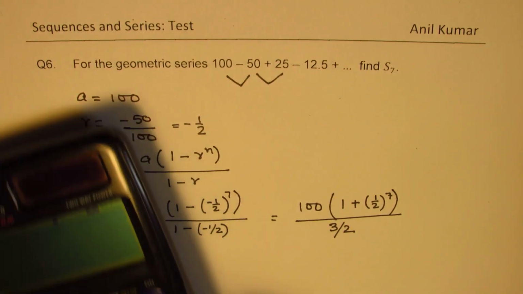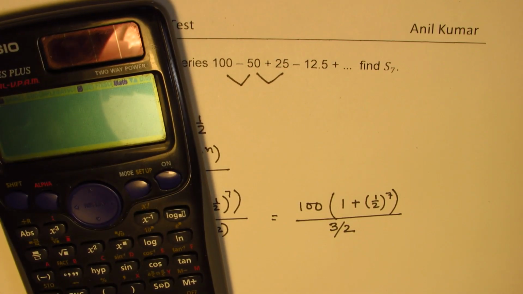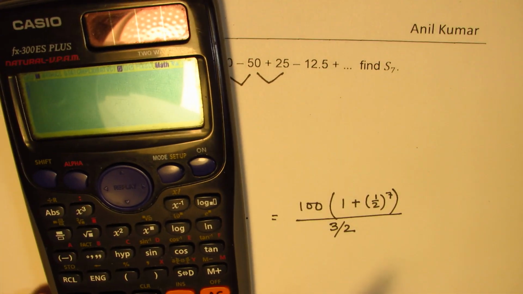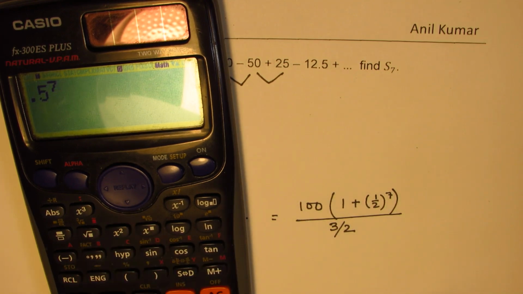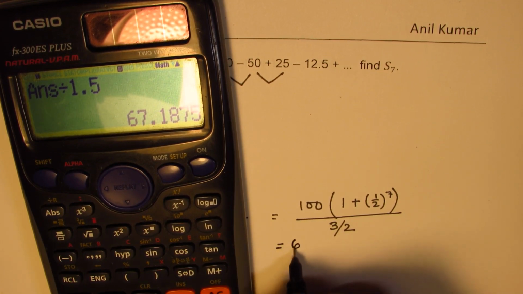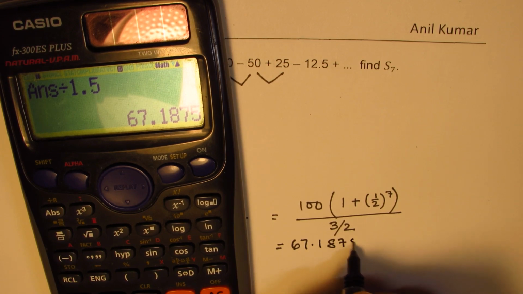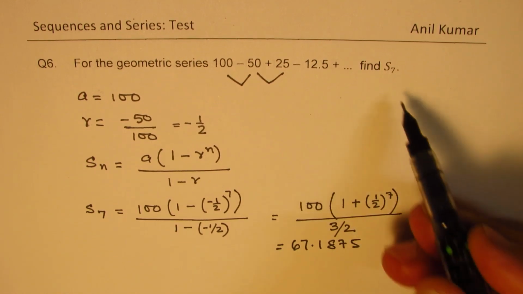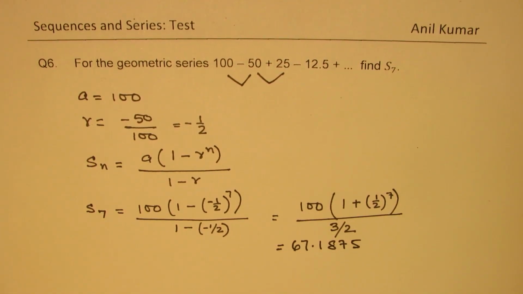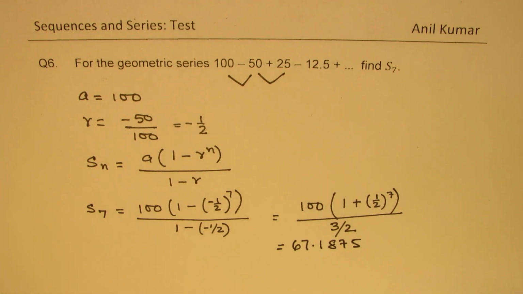Okay, now use the calculator to find this answer. We have half to the power of 7, say 0.5 to the power of 7, and then we'll add to this 1, and then we'll multiply by 100, and then divide by 1.5. In decimals, this is equal to 67.1875. Okay. So that becomes the sum of 7 terms, correct? Let's move on and take the next question now.